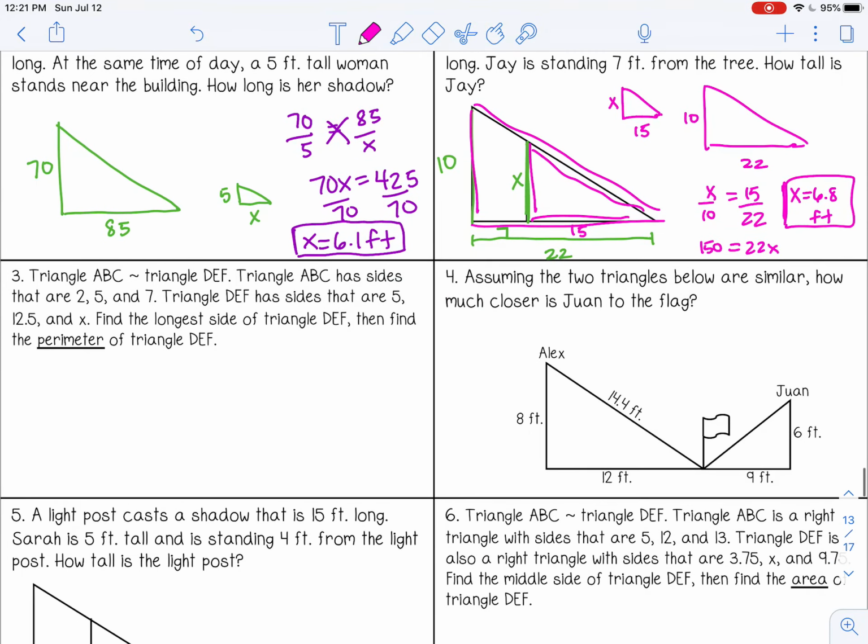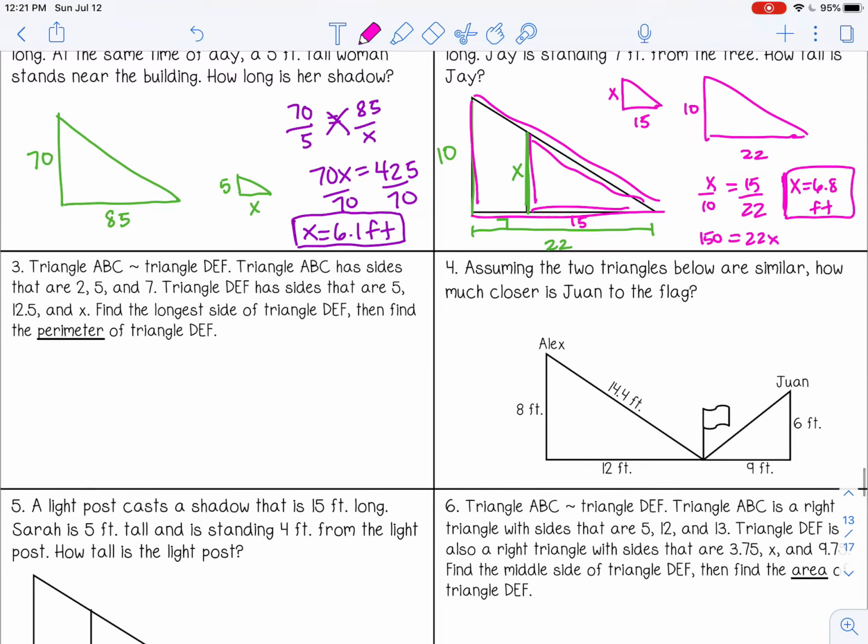All right, in the next example, triangle ABC is similar to triangle DEF. Triangle ABC has sides that are 2, 5, and 7. Triangle DEF has sides that are 5, 12.5, and X. Find the longest side of triangle DEF and then find the perimeter. Okay, so we have a lot going on in this problem. Let's draw a picture first.